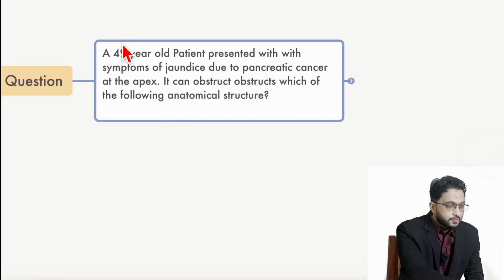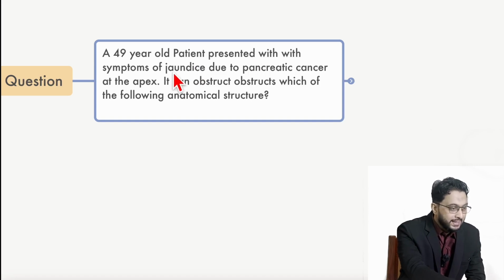Now, this is the question which says that a 49-year-old patient presented with symptoms of jaundice due to pancreatic cancer. You all know that jaundice is very much related to hepatic diseases or liver related diseases. Now, it is said that the patient was having pancreatic cancer with symptoms of jaundice. They can give more symptoms. I'll tell you what they are.